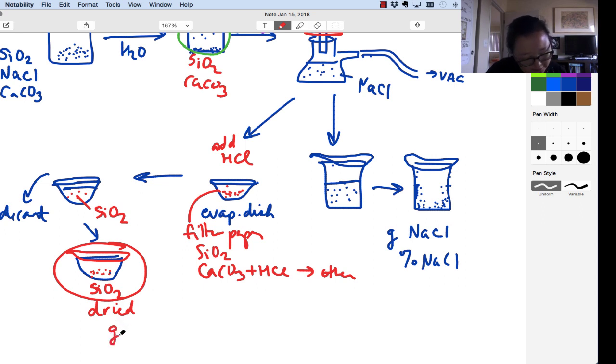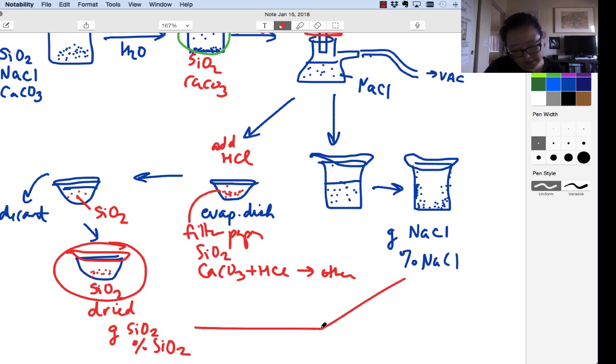So that's going to give you, the difference is going to give you the grams of silicon dioxide, which will be divided by the total mass of your mixture at the beginning, and then multiply by 100, get the percent. So we know all three of these equals 100%. So you know the percent of NaCl, percent of SiO2. That should give you the percent of CaCO3 when you subtract by 100. I hope this helps.